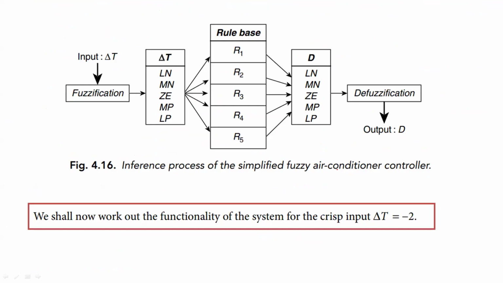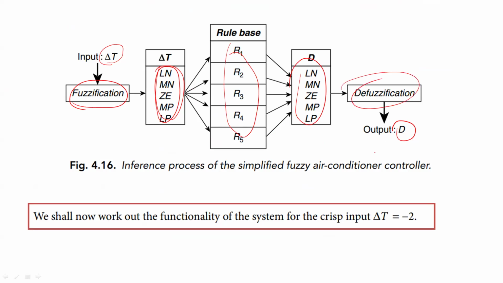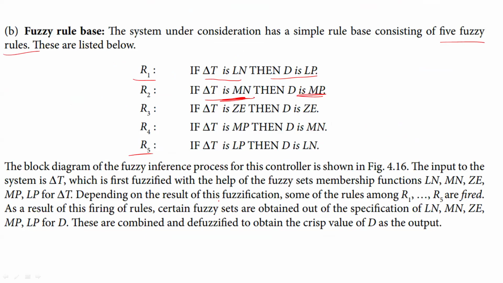You can see here the same thing. The input given is delta T and the output that we need is the dial position. So after fuzzification, these are the different fuzzy set values we need to map to. And for each of the rules, we'll be mapping them to a particular D value fuzzy set. And after defuzzification, we have the output D. Okay, so this is the basic idea. So depending on the result of this, the entire description is given here. You can just read through it.